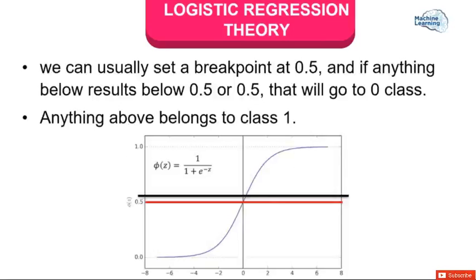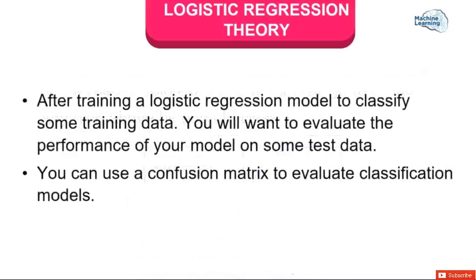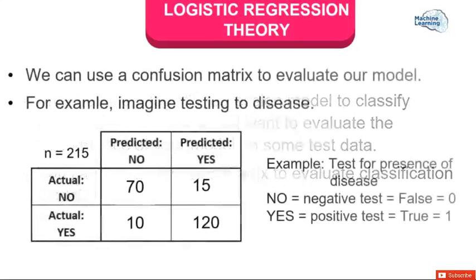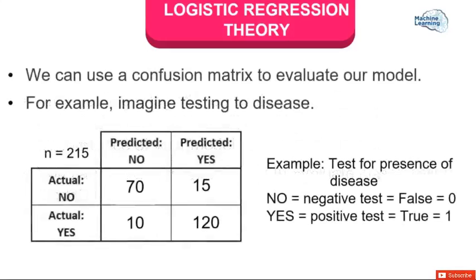All right, so let's talk about model evaluation and using a confusion matrix. After training a logistic regression model to classify some training data, you're going to want to evaluate the performance of your model on some test data. So you can use a confusion matrix to evaluate classification models. The confusion matrix is a table that's often used to describe the performance of a classification model over a set of test data for which the actual values are already known.